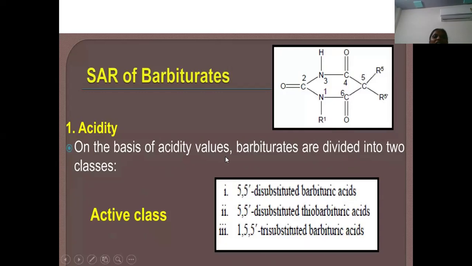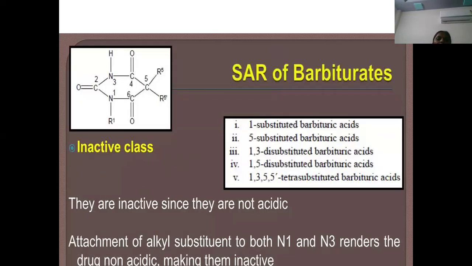On the basis of SDD values, barbiturates are divided into two classes. So in that we have two classes. First one is active class. Second one is inactive class. Under that active class, these are all the examples. First one is 5,5 disubstituted barbituric acid. Second one, 5,5 disubstituted thiobarbituric acid. Third one, 1,5,5 tri-substituted barbituric acid. So these are all the examples for active class.